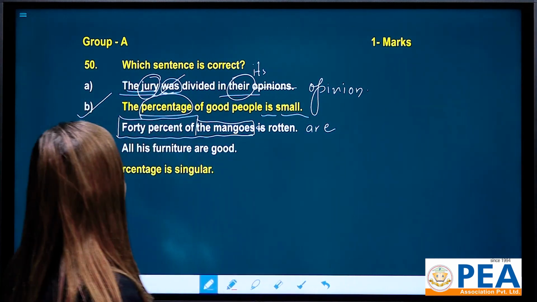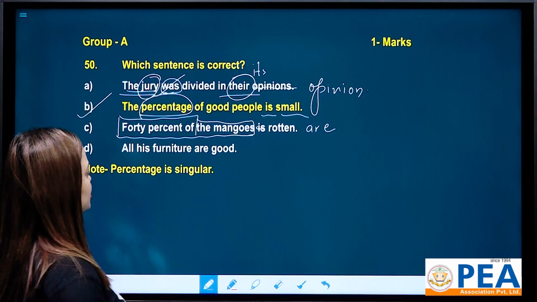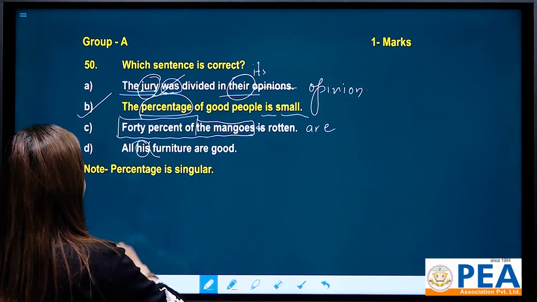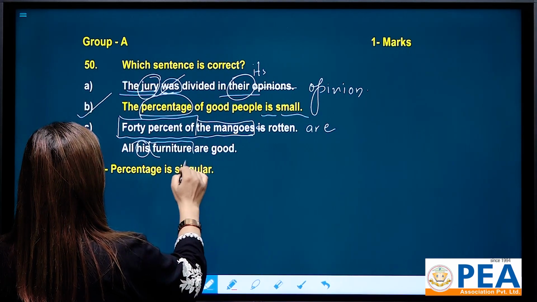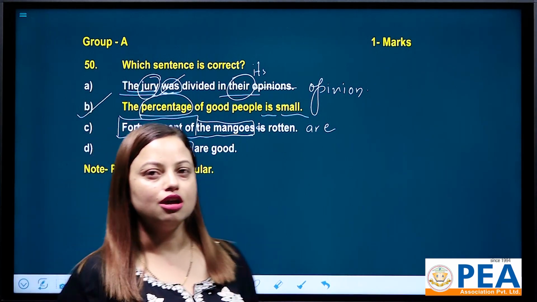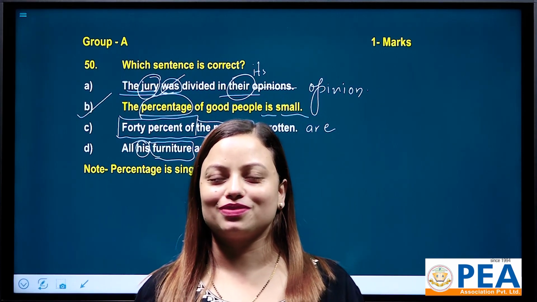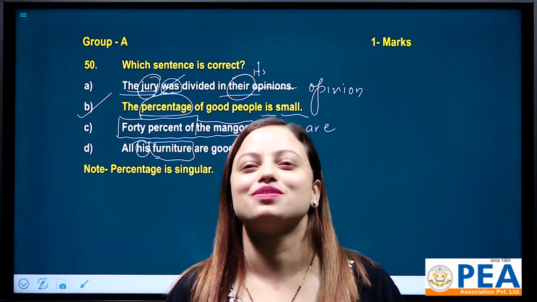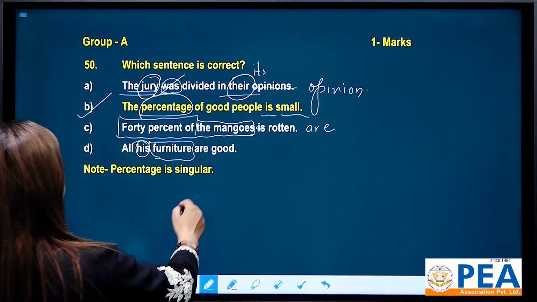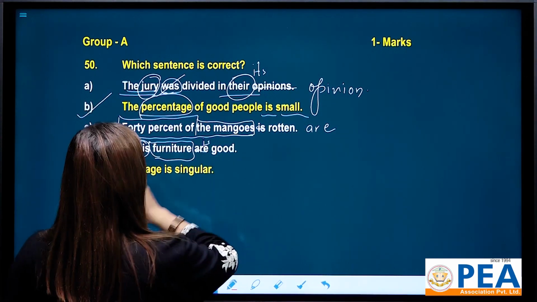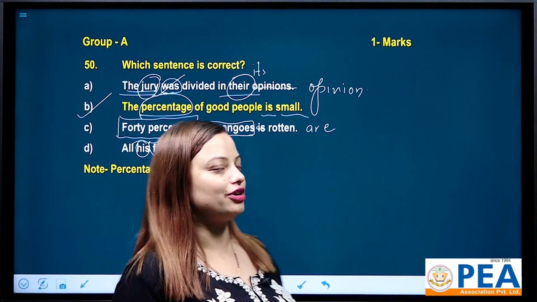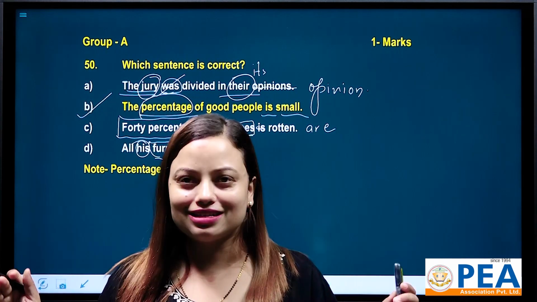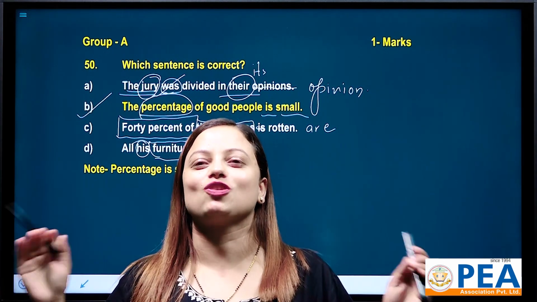What about option number D? All his furniture are good. All his is your possessive pronoun, and after it is your noun, which is your subject, and furniture is always a singular subject. That's why it should take a singular verb. Instead of are, here must be is in order to be true. That's why all his furniture are good is very wrong in terms of grammatical structure.